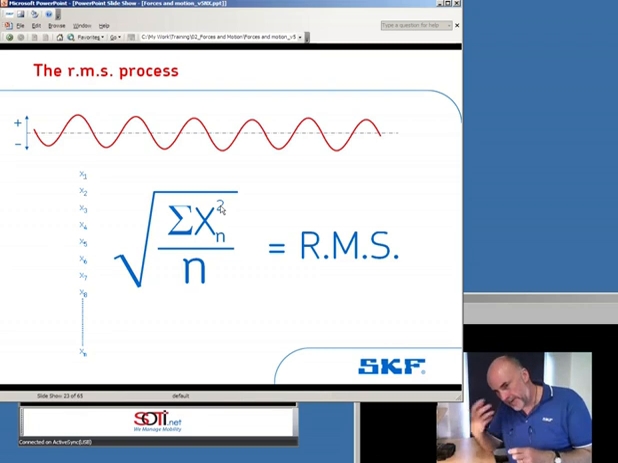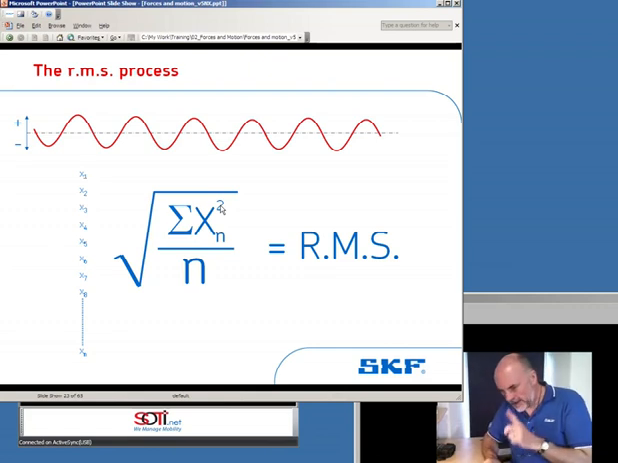So if something is faulty, if the machine is going out of balance, it's misaligned, it's suffering from mechanical looseness, the machine is doing more work, there's more energy, that will be reflected in the RMS value, and RMS is a wonderful, ubiquitous parameter to measure.